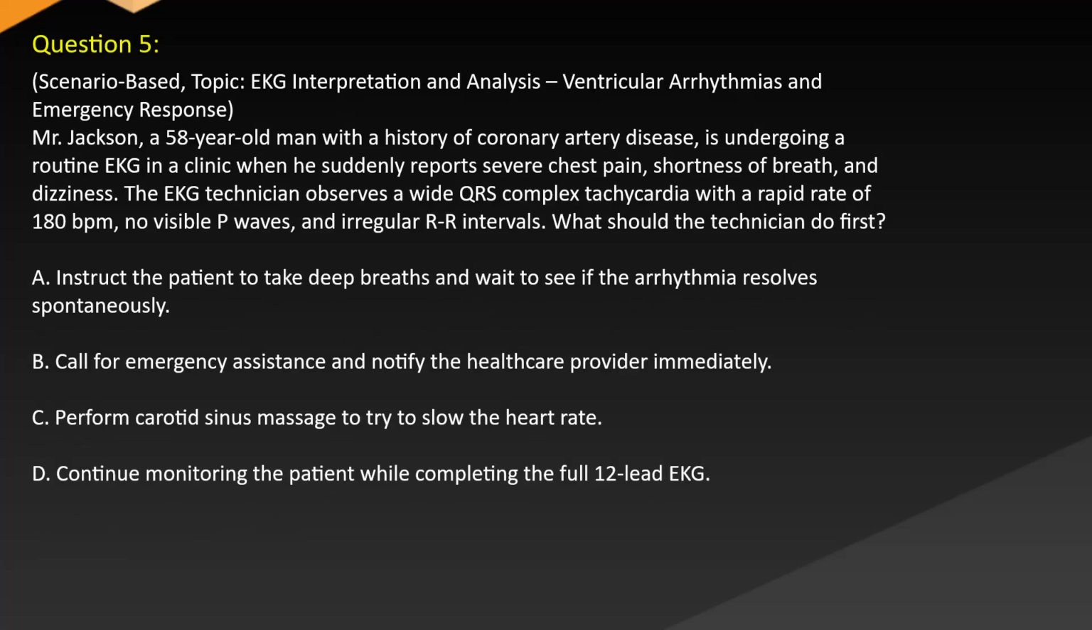Question 5. Scenario-based. Topic: EKG interpretation and analysis. Ventricular arrhythmias in emergency response. Mr. Jackson, a 58-year-old man with a history of coronary artery disease, is undergoing a routine EKG in clinic when he suddenly reports severe chest pain, shortness of breath, and dizziness. The EKG technician observes a wide QRS complex tachycardia with a rapid rate of 180 bpm, no visible P waves, and irregular RR intervals. What should the technician do first?